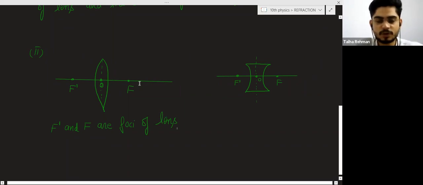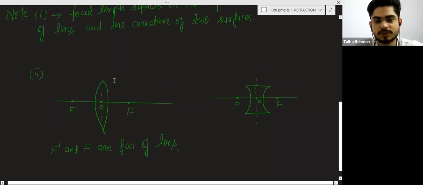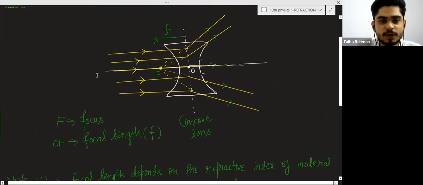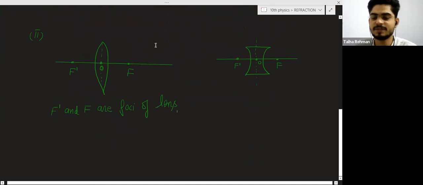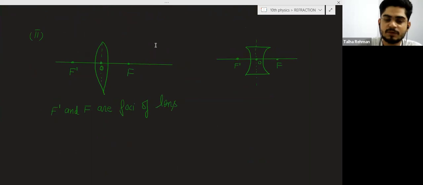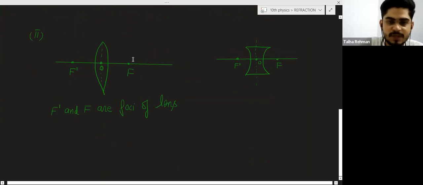So the meaning of this is, suppose the parallel rays coming from this side will meet at this focus, and parallel rays coming from this side will meet at this focus. So what is the meaning of the principal focus? Principal focus is the focus at which the rays are meeting or appearing to meet. Suppose the rays are meeting at this focus after refraction, so this will become the principal focus.